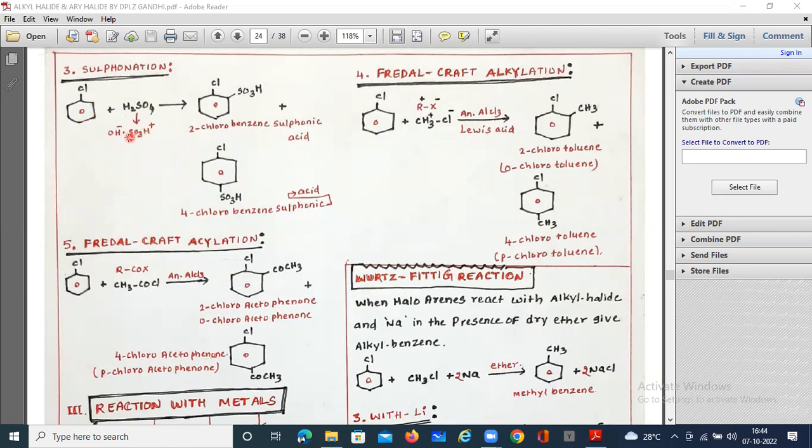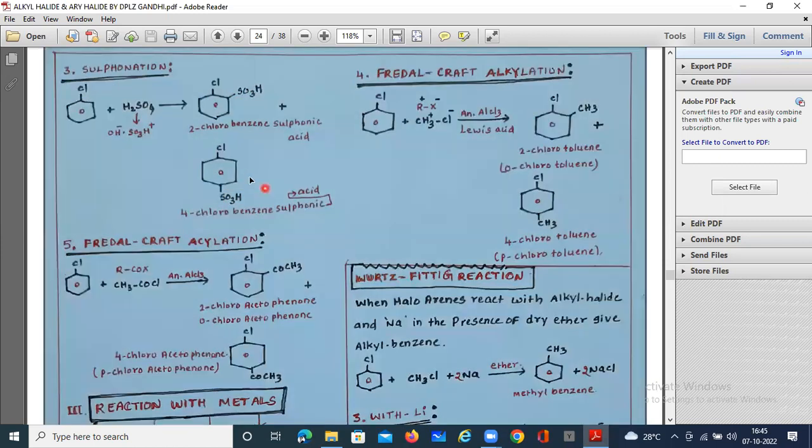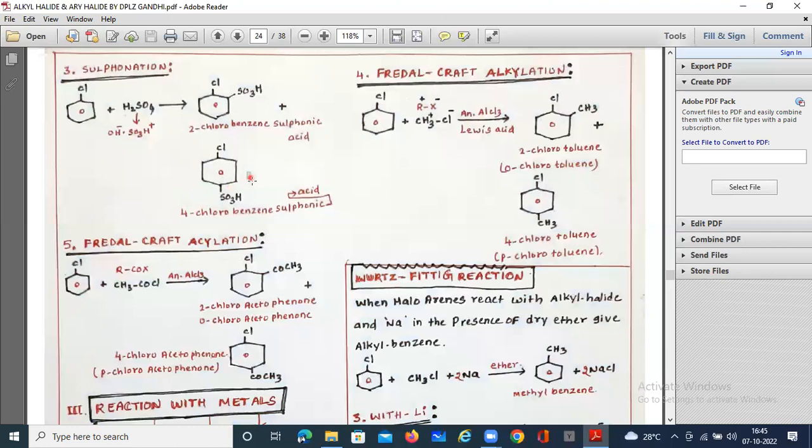So this HSO3 or SO3H plus can be placed at the ortho position, like this one, otherwise at the para position here. Then it becomes 2-chlorobenzene sulfonic acid, and this one 4-chlorobenzene sulfonic acid. Obviously this one is the main product. So this is the third one.